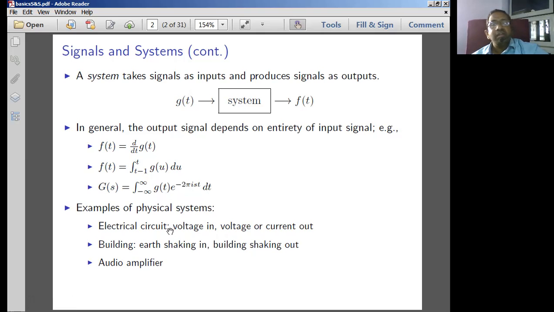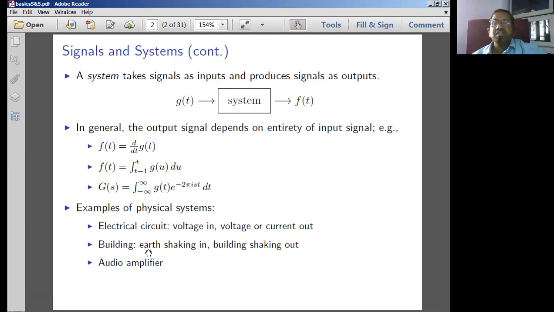So what are the practical physical systems which we normally encounter? They are electrical systems and electronic systems. All these are physical systems we see every day. Take an electrical system, for example. What is the input of the electrical system? Voltage is the input, and voltage or current may be the output of an electrical system.